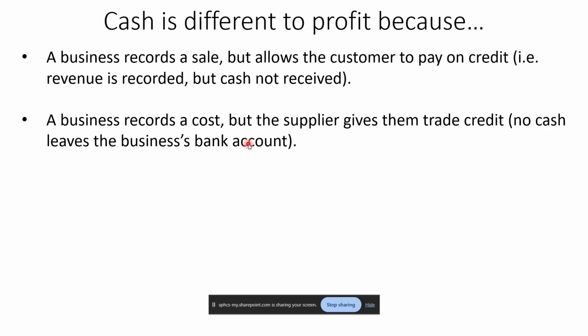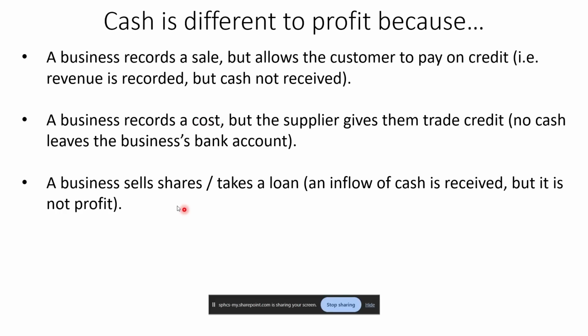Equally, I might record a cost when I receive some products, but I've got 3 months to pay for it because I've got trade credit from my supplier. In this case, I'm recording a cost, but no cash leaves my business for a while. So although it looks like I've spent a load of money, actually no cash has left my account. What about other forms of inflows to a business? So selling shares, taking out a loan. I'm getting an inflow of cash.